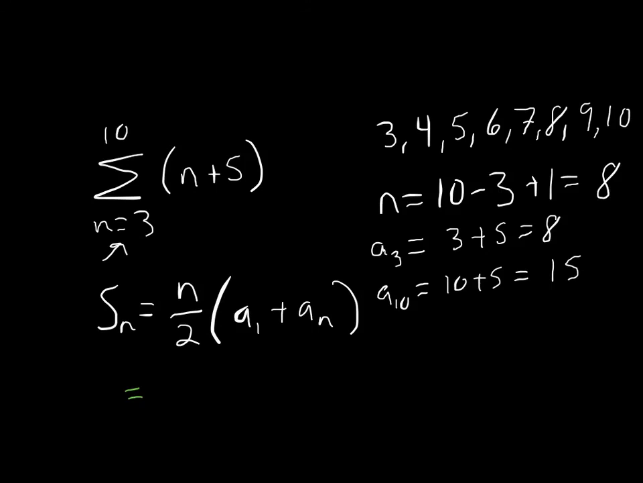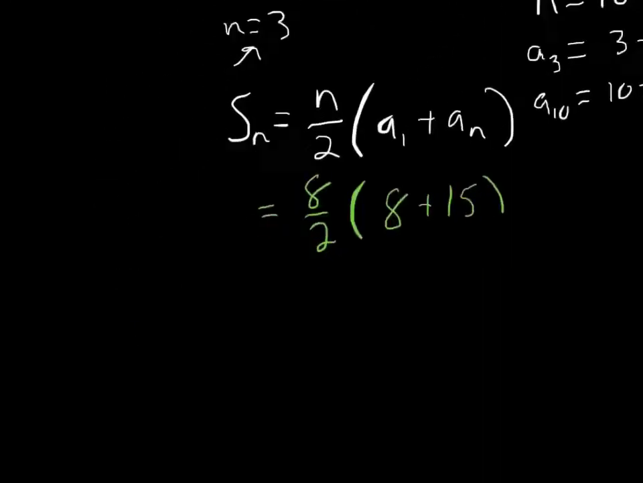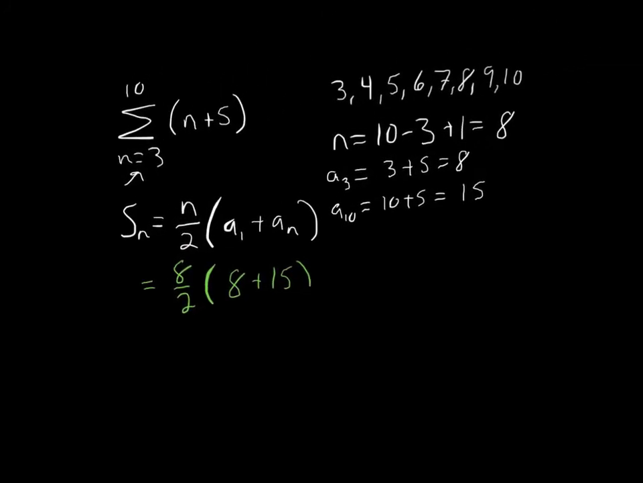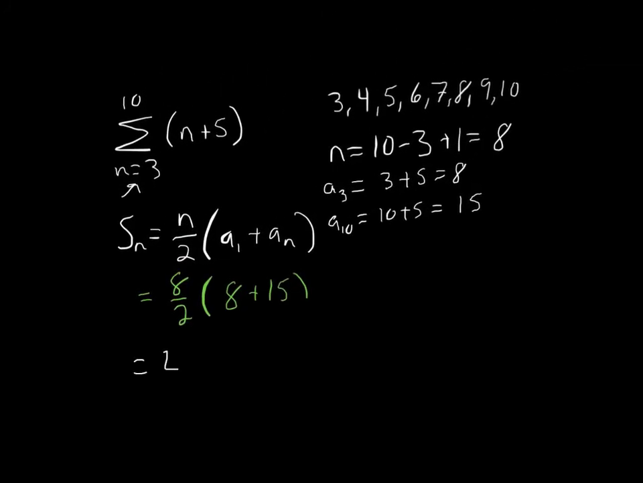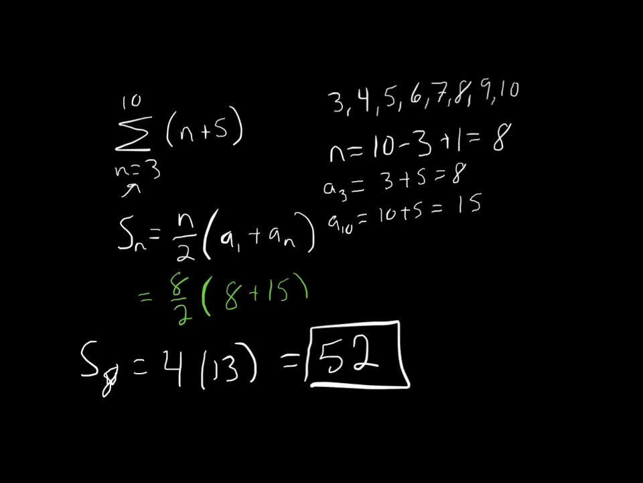So 8 divided by 2 times 8 plus 15. When I go through and do that, I get 4 times 23, which is 92. The sum of 8 terms is going to be 92. All right, now I'm done.